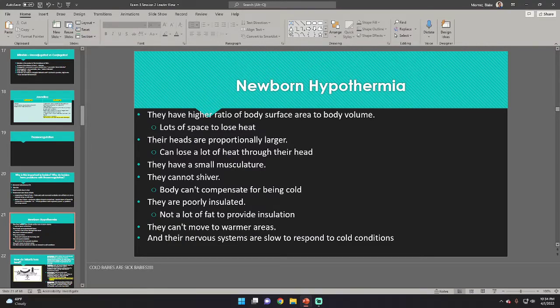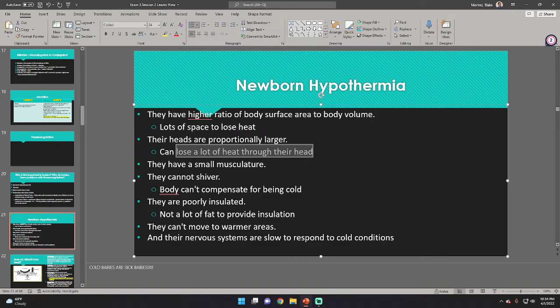All right, newborn hypothermia. They have higher ratios of body surface area to body volume, lots of space to lose heat. Their heads are very large. They're formed cephalocaudal. So their heads are, of course, a lot bigger, and they are definitely able to lose that heat through the head. That's really why we're putting on those really cute beanies. It's not because it looks cute, but of course it does, but it's to protect them. They have small musculature. They have no ability to shiver. They can't shiver as a way of trying to heat themselves up. They're poorly insulated.